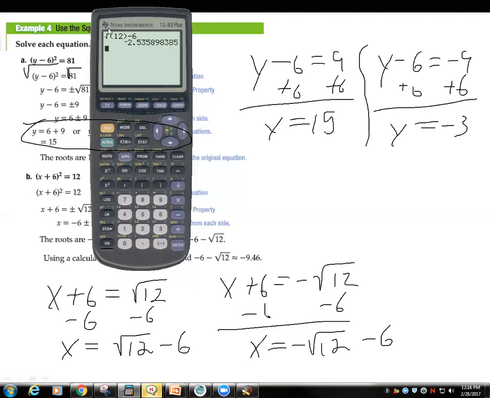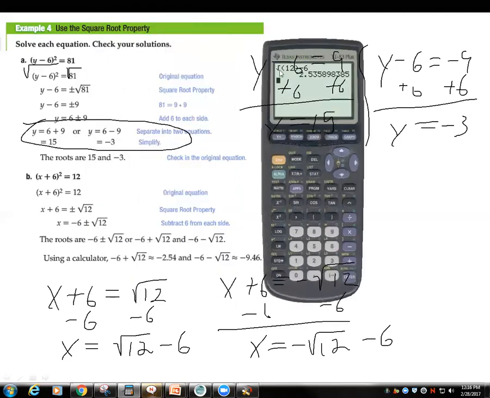And you get negative 2.54, like they have here. Then to do negative square root, you hit the negative symbol. Don't hit subtraction. Hit the negative symbol, second square root of 12. Again, close the parentheses. Minus 6 equals negative 9.46, like they have here.